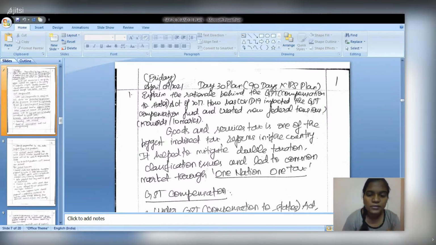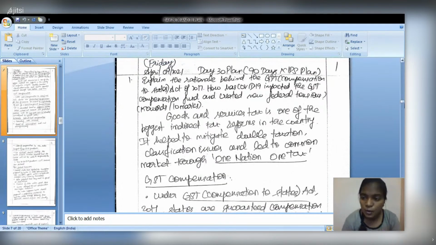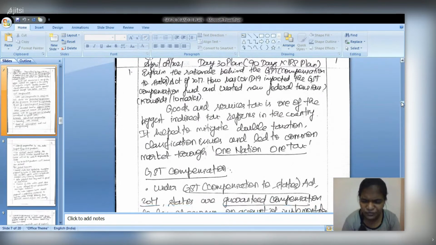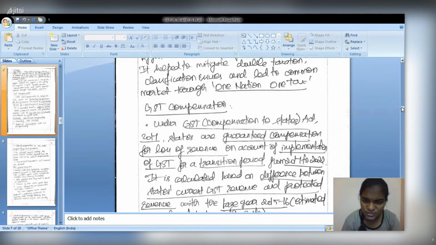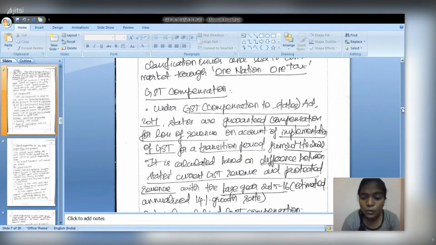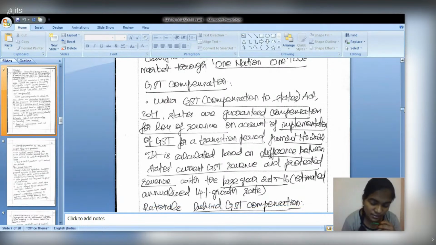Okay. So I have just given what is goods and services tax and how we created a common market through the one nation, one tax policy, and a brief intro to the GST compensation, because under the GST Compensation to States Act 2017, the states were guaranteed compensation by the center for a period of 5 years, from 2017 to 2022. Okay, so this is to reduce the difference in their revenue. That's why the center proposed this idea.